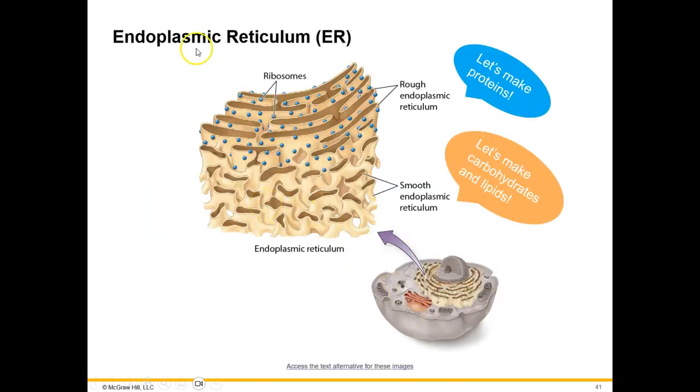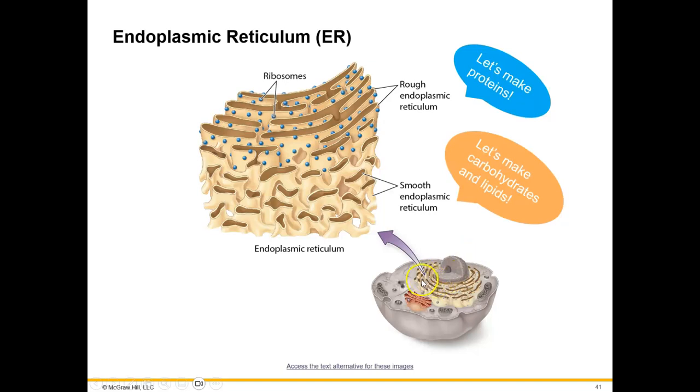So this is a good slide to help you remember if you want to screenshot or just take a picture of this one. Rough ER, let's make proteins. Also, you could think rough like ribosomes, R and R. If the rough ER has ribosomes and ribosomes make proteins, then that must be the part of the ER involved in protein synthesis. When we look at the smooth ER, this is where we're getting our carbohydrates and lipids. So there are no ribosomes present on the surface because we're not trying to make proteins, we're trying to make carbs and lipids.